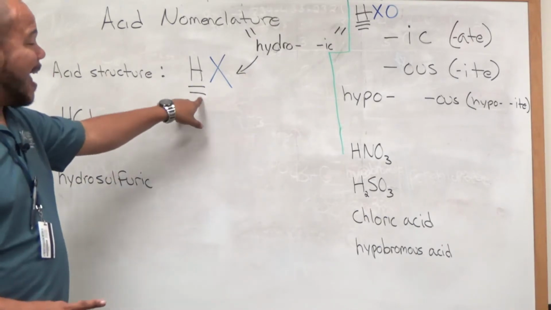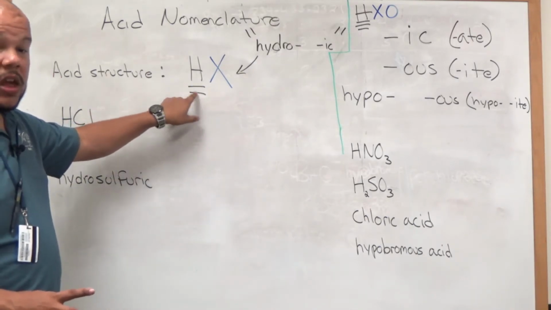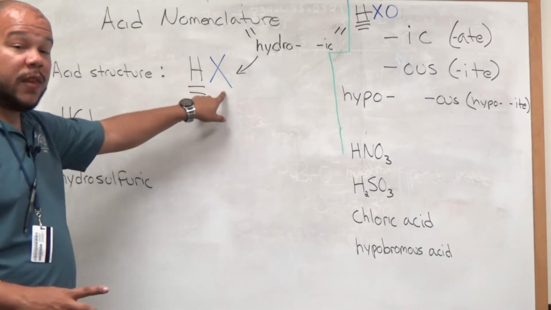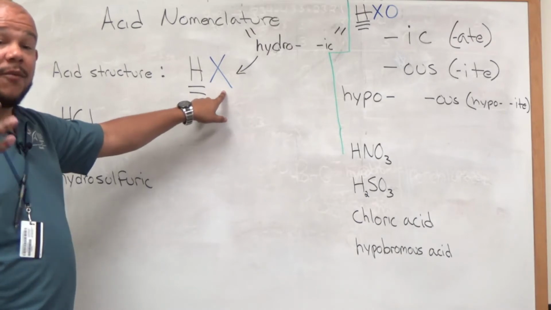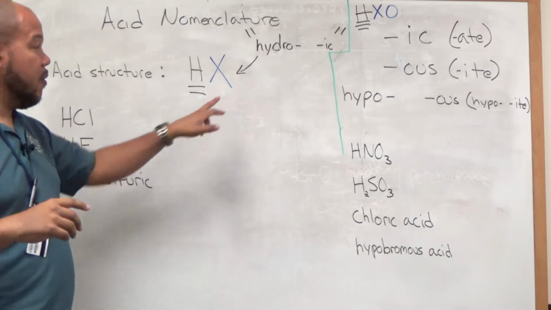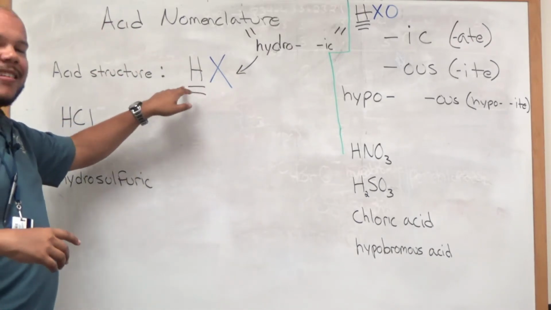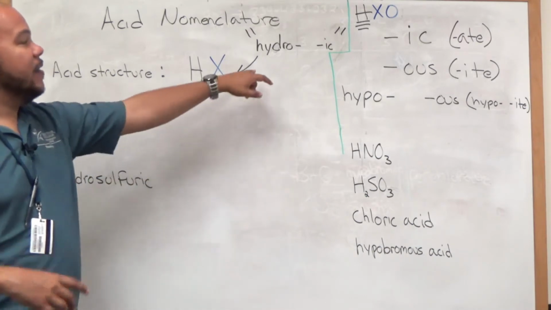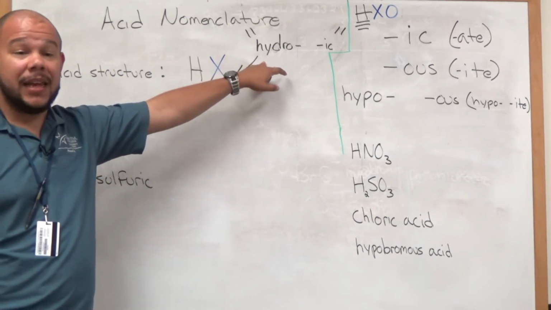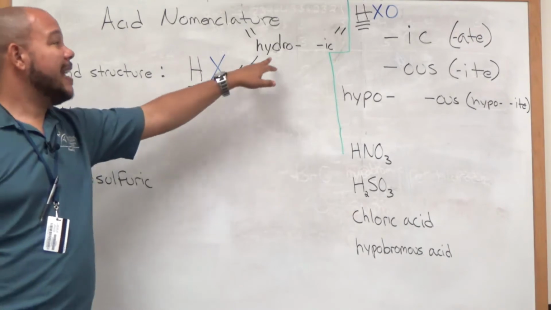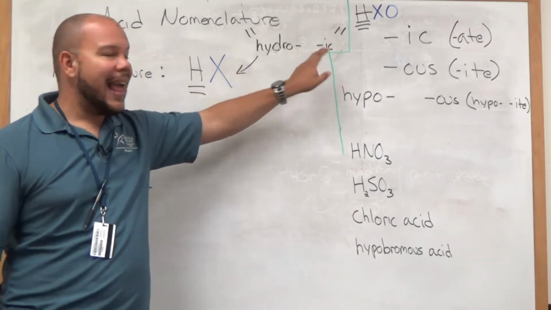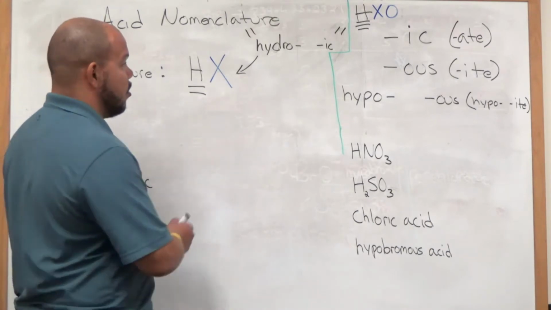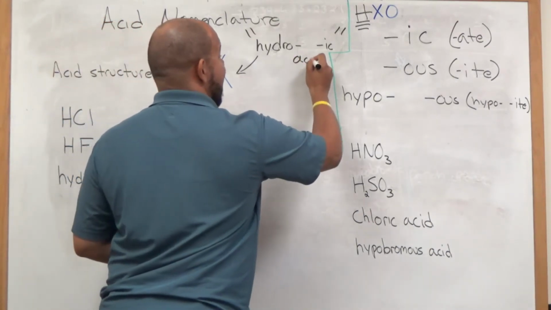But if the acid structure has an H with the nonmetal, in this case, which I have denoted as X, a generic placeholder, if it is HX, then the formula for how the nomenclature is set up is hydro, the name of the element, ic acid. And let me put that there. It should be hydro-ic acid.